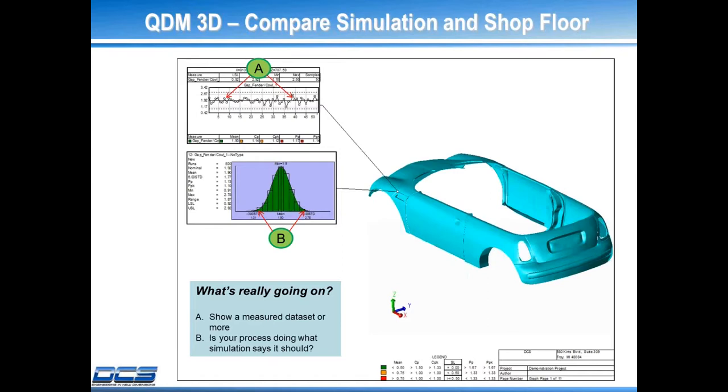So if you look here, what's really going on? Measure data set or more, but is your process doing what simulation says it should? And this kind of report gives you your yes or no answer. Yeah, and this 3DCS chart has 500 sample runs and PP of 1.13. Looks like a very normal distribution. And on the data set in chart A, we have 50 samples from the shop floor, and the PP is 1.17, which is just slightly better.